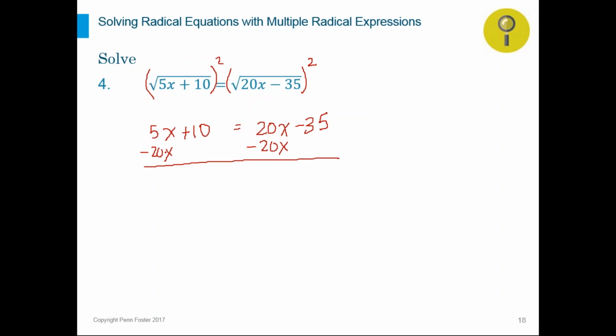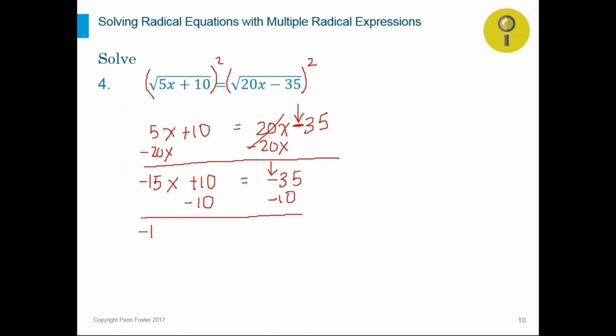5 minus 20 will give you a negative value, negative 15x. I still have plus 10 equals to, that's a 0, negative 35. Remember this sign here? We cannot forget that. It's a minus or negative. So that's why it's a negative 35. Next, get rid of the 10 and put it on the other side, minus 10 and minus 10.